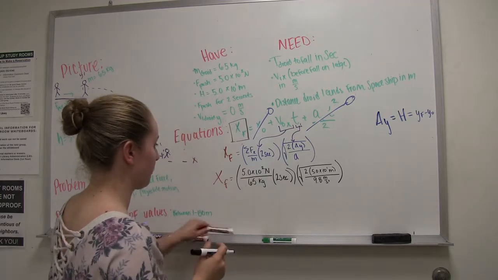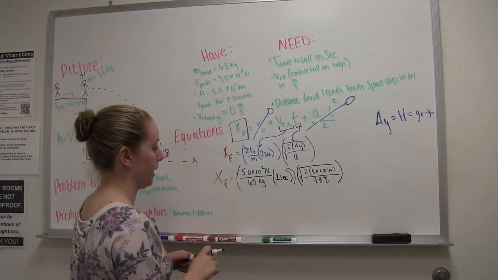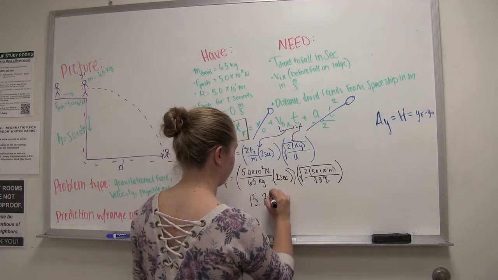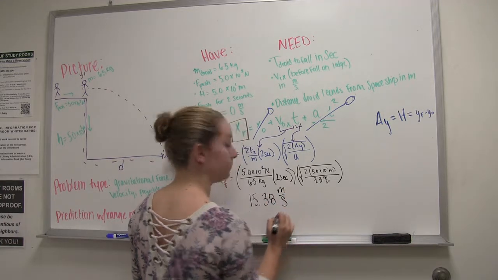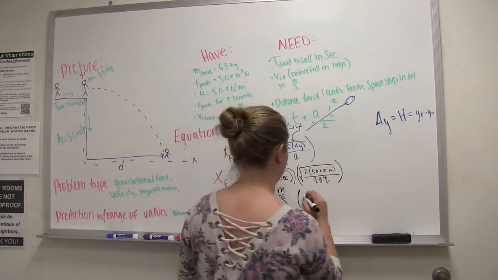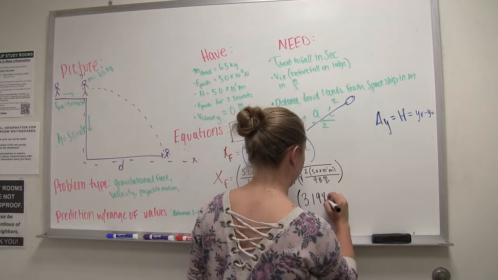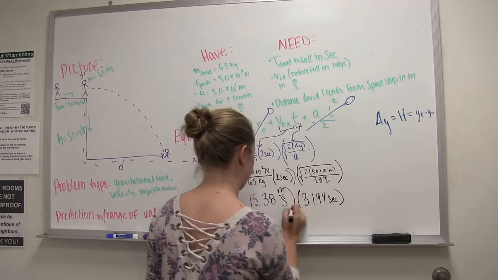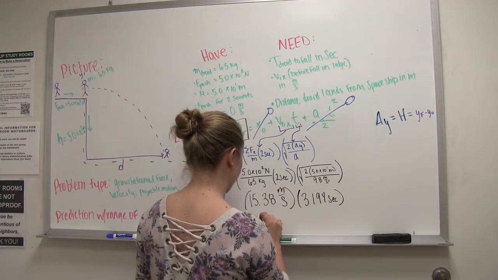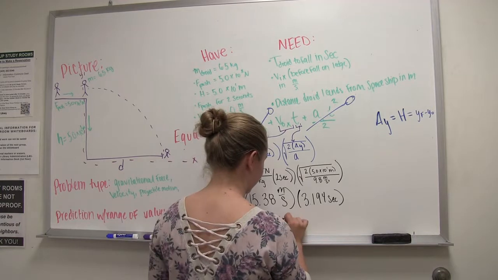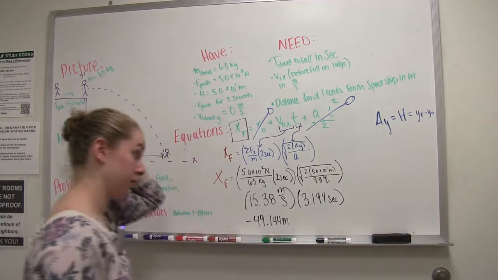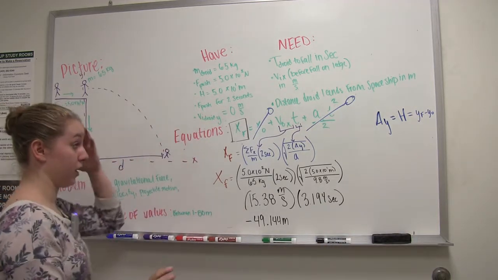Okay, so I'm going to go ahead and plug that into the calculator, and I know that it will be 15.38 meters per second times the time, which is 3.194 seconds. Okay, multiply these two values, and you should get negative 49.4 meters. Okay, so we're going to pause here for a little bit, and now we've done all of our problem. We have all of our pieces.